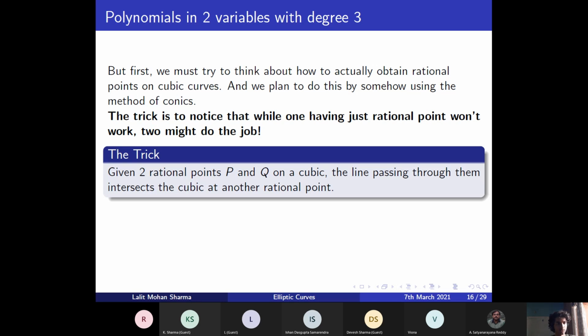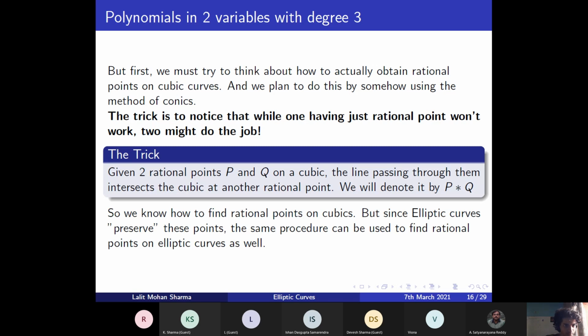So this is just what we talked about right now. If P and Q are rational points, we will denote the third intersection point as P star Q. You can interpret it as some operation, right? So P star Q is just the third intersection point.